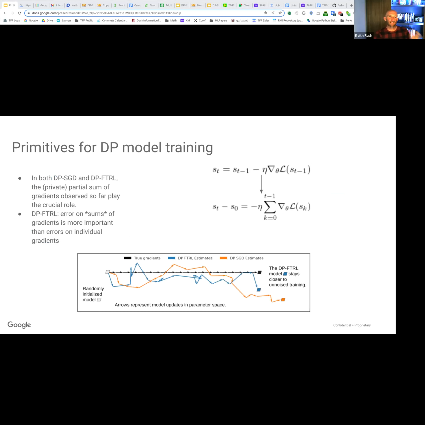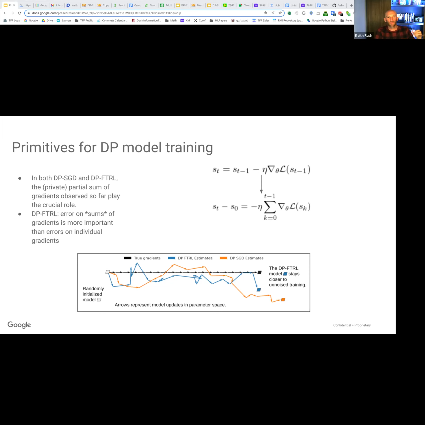So what kind of primitives make sense in this setting? In both DPSGD and DPFTRL, the private partial sum of gradients observed so far really plays the crucial role. And you can see this in DPSGD just by unrolling this loop, right? You know how to compute this thing up at the top. You're taking a bunch of gradients, you're literally just adding them up. So the difference between the state at time t and the initial state, which remember is random so it's not private, so you don't need to worry about the initial state, is just this scaled sum of all the gradients you've seen.